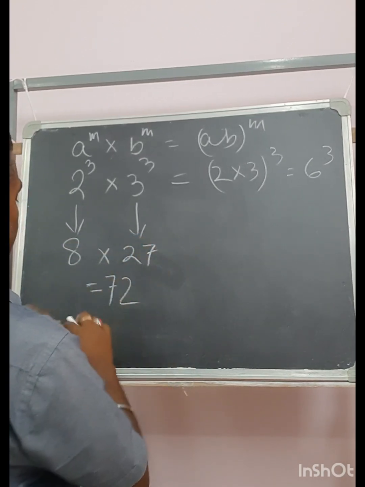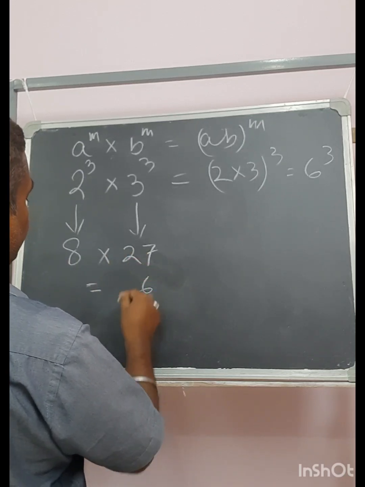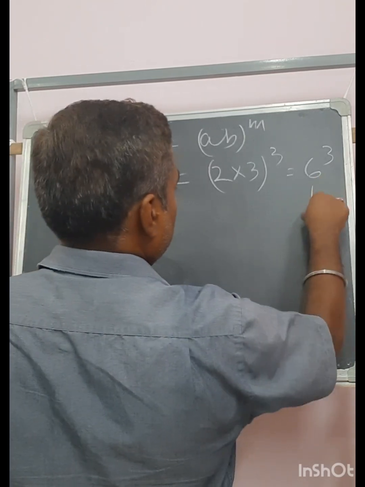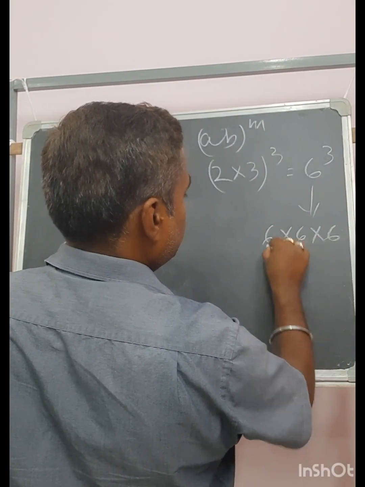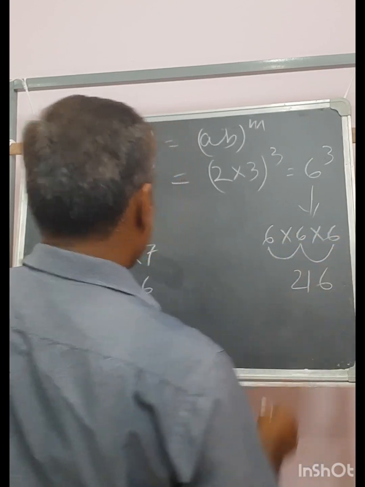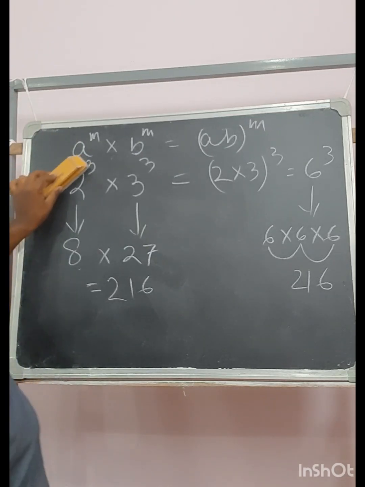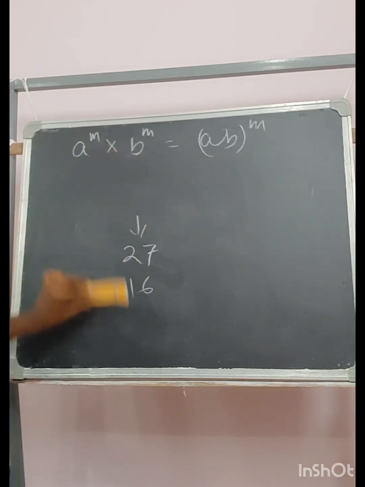It's 27. So how much will I get? 8 times 27 is 216. Let's check here: 6 into 6 into 6. 6 times 6 is 36, 36 times 6 is 216. So the left hand side and right hand side are equal. So that means this also holds good. This rule is good.